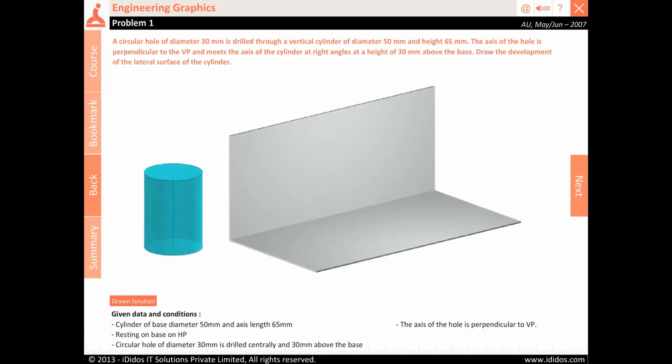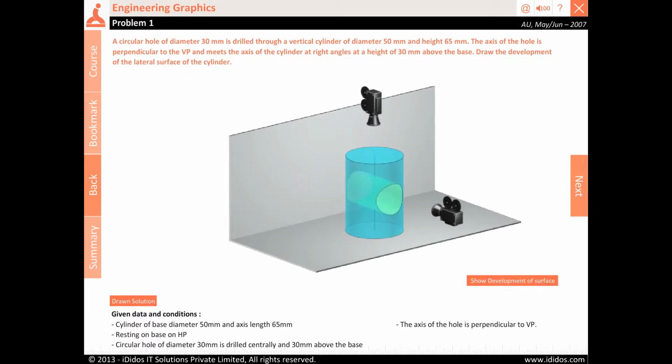Given data and conditions. Cylinder of base diameter 50 mm and axis length 65 mm, resting on base on HP. Circular hole of diameter 30 mm is drilled centrally and 30 mm above the base. The axis of the hole is perpendicular to VP.